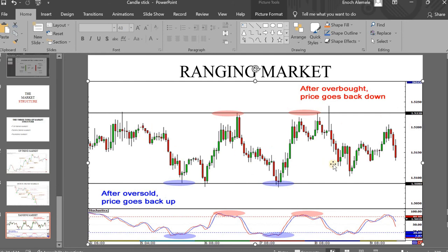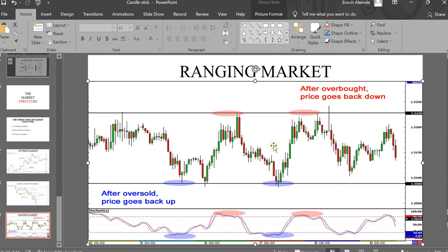Okay, so as price is moving within a range, what it means is that buyers and sellers keep kicking the price up and down. That is what it means. The price will be trapped within a certain range. It will come down to the support, then go up to the resistance, come back to the support, go back to the resistance.